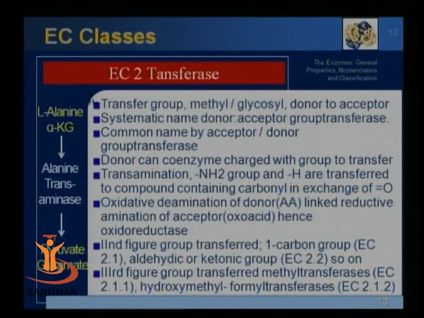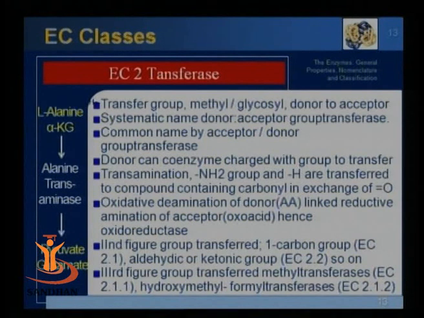Now, in case of transferases, the donor can be a coenzyme also, which is responsible for carrying out the transfer of the group. And you know, all kinds of transamination reactions wherein the amino group and hydrogen are transferred from one compound to another one are in fact catalyzed by enzymes called transferases, which are commonly known as aminotransferases. A good example is that of amino acid oxidative deamination, which converts L-alanine into pyruvic acid and glutamate. L-alanine and alpha-ketoglutaric acid are converted into pyruvate and glutamate.